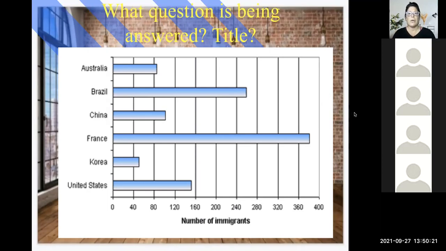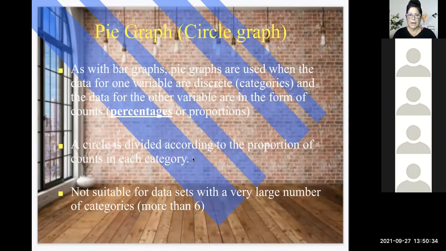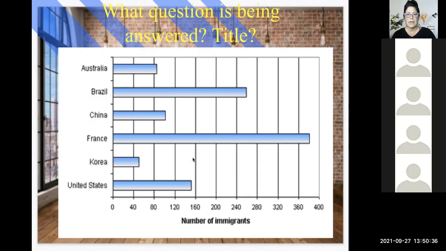Okay. So what question is being answered here? That's something we have to ask ourselves in order to come up with a title. But better yet, we want to have a title so that people know what this actually represents. Okay, fine. The number of immigrants in Brazil. Is there a specific time? You see what I'm saying? So you need to make sure that is one of the other things that you add.